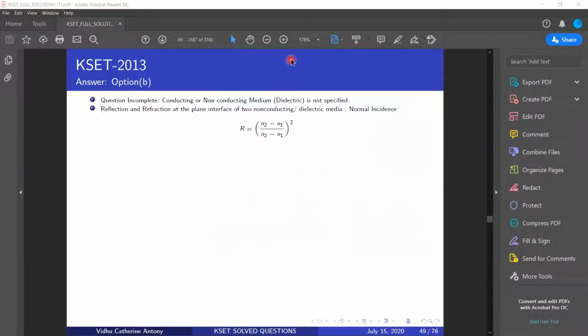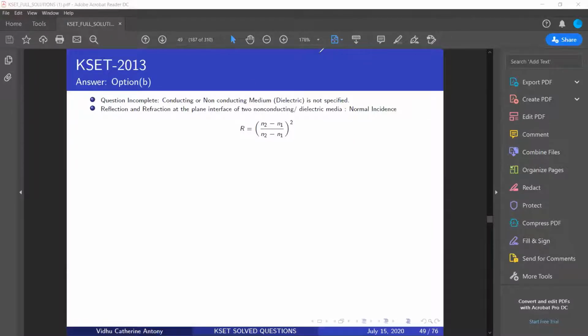Okay, so reflection and refraction at the plane interface of two non-conducting or dielectric media at normal incidence, your R, this is your reflectance. R is equal to (N2 minus N1) divided by (N2 plus N1), whole squared. So basically you have a plane that is given to you. I think you can recall this from the derivation. This was done in the second semester. There's going to be a material with N2 here, and a material with refractive index N1 here. Then you can calculate the reflectance at normal incidence. This is the simplest case that you have.